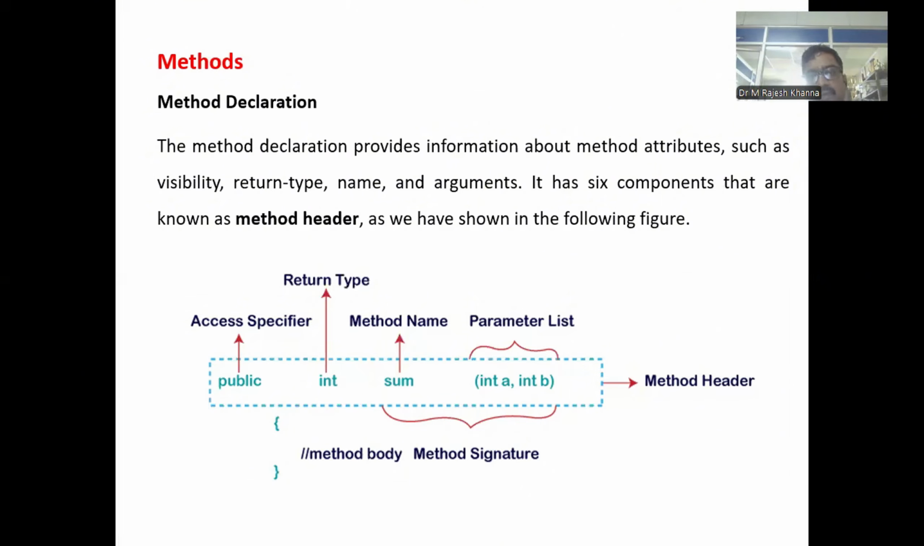The method declaration provides information about the method: attributes, visibility, and return type. Visibility here is public. Return type is an integer. Name is sum. Arguments are int a and int b. So it has six components that are known as the method header.